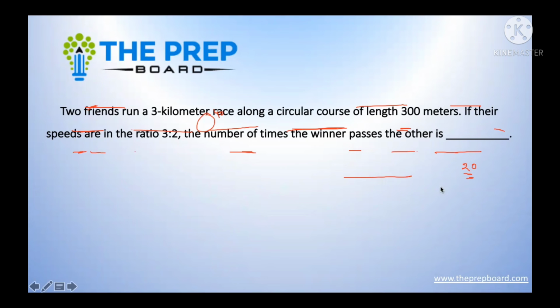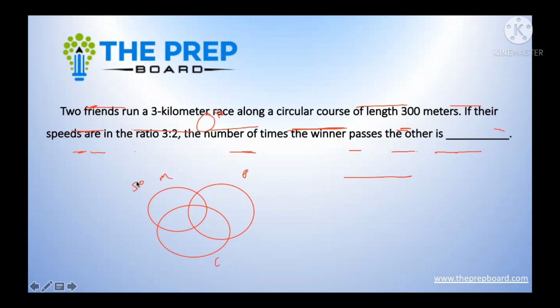I have to draw it again. Sorry for that. Let's draw it again. Maths, physics, and chemistry. Now let's see how it works. It's maths, it's physics, it's chemistry.